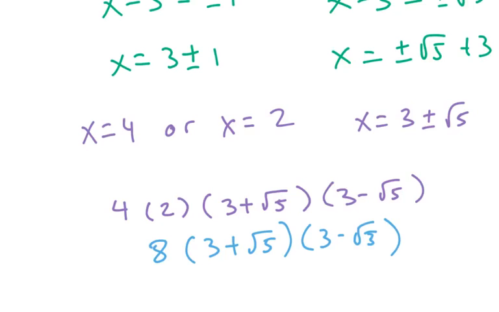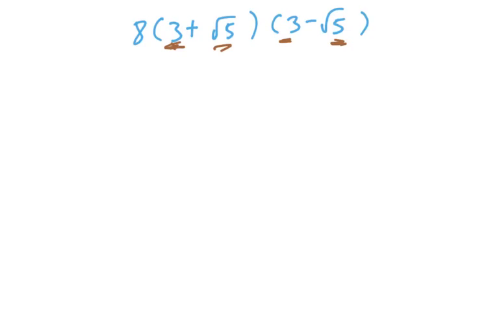The reason we're doing this is that 8 times (3 plus square root 5) times (3 minus square root 5) is going to become a difference of squares. So I'm going to do this on a new page. I've run out of space here, so I have 8 times (3 plus square root 5) times (3 minus square root 5). As I previously stated, this right here is the difference of squares. Whenever you notice we have 3 and 3, square root 5 and square root 5, and the signs are different, we have the difference of squares.